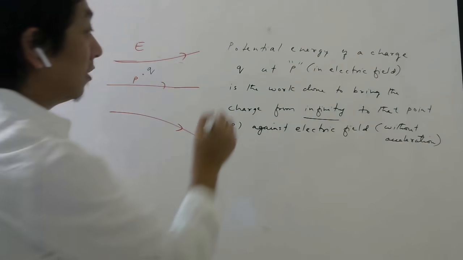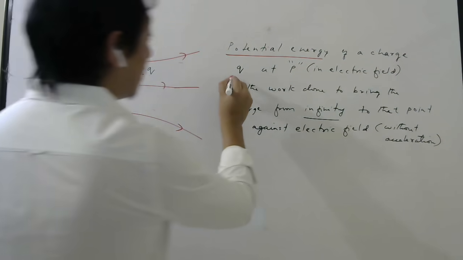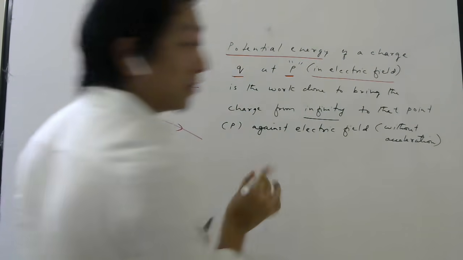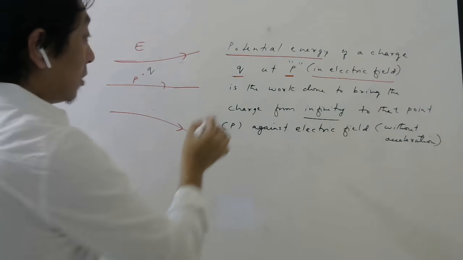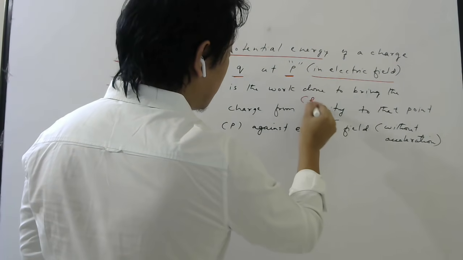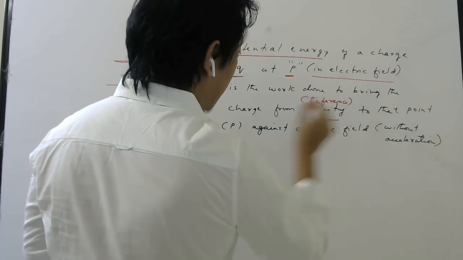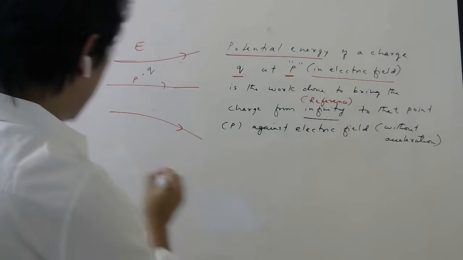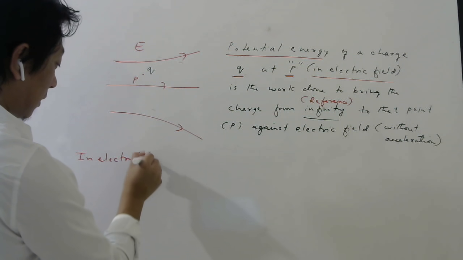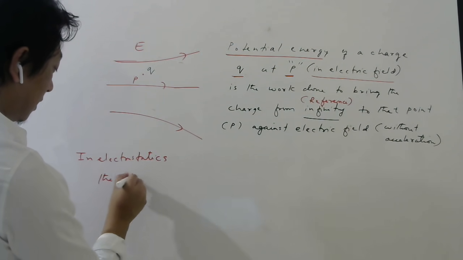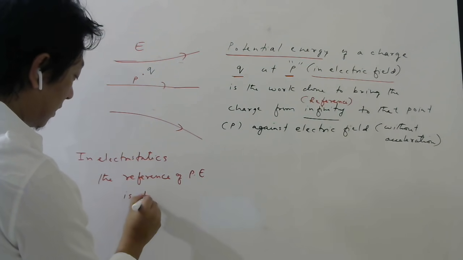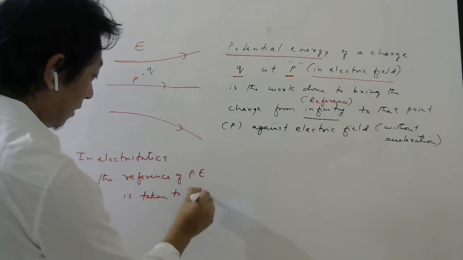Okay, so please try to remember this definition. This is the definition of potential energy of a charge Q at some point P, and that point should be in the electric field of some other charge. So how do you define it? It is the work done to bring this charge from reference. And in electrostatics, like in the gravitation chapter, if you remember, write this down also: in electrostatics, the reference of potential energy is taken to be infinity.